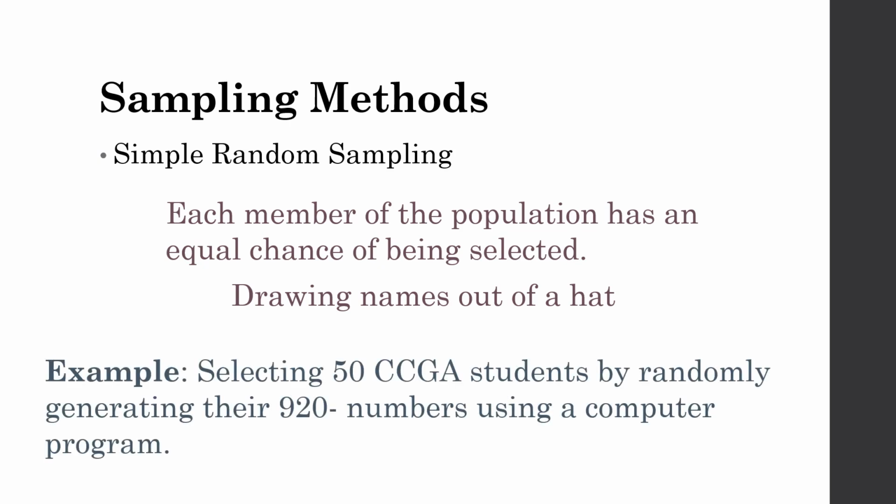Okay, so some examples. One example, this is sort of a more technologically advanced version of drawing names out of a hat. You could select 50 CCGA students by randomly generating their 920 numbers using some type of computer program. Putting in all of the 920 numbers of students that are currently enrolled at CCGA, say into Excel, and then having Excel randomly generate 50 of those 920 numbers. That would be an example of simple random sampling.